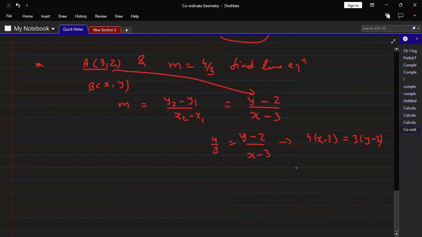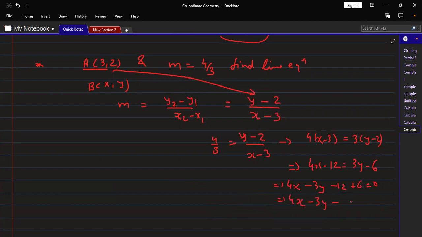So this way, 4x minus 12 equals 3y minus 6. So bring everything here, everyone. So 4x minus 3y minus 12 plus 6 equals 0. So this is 4x minus 3y minus 6 equals 0. This is your equation from one point and slope. Okay, this may be asked in a 3 to 4 marks question.